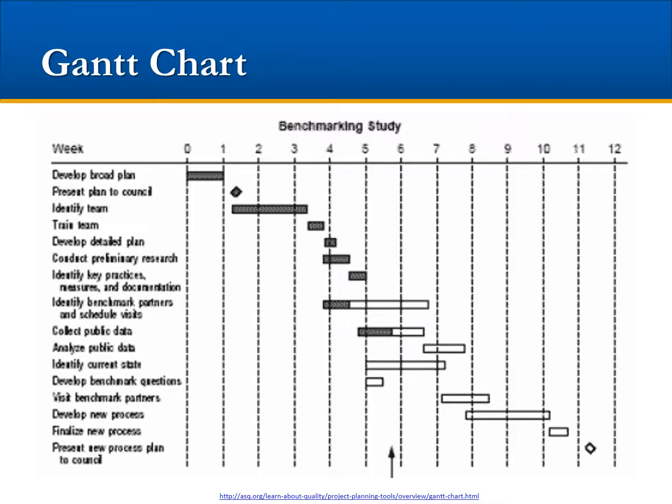What is the percentage for the task collect public data? Well, they are halfway through collecting public data, which puts them slightly ahead of schedule for the task. Which tasks are they behind schedule on? They are behind schedule on 3 tasks: identify benchmark partners, identify current state, and develop benchmark questions. Perhaps they need to relocate their workforce to be able to cover the 3 activities simultaneously.